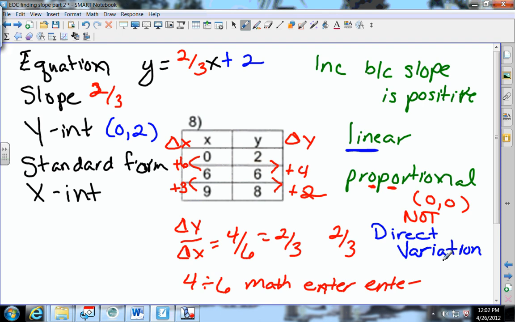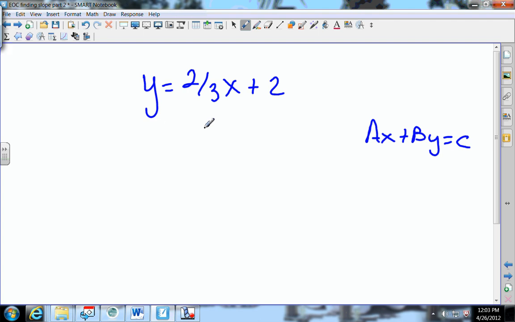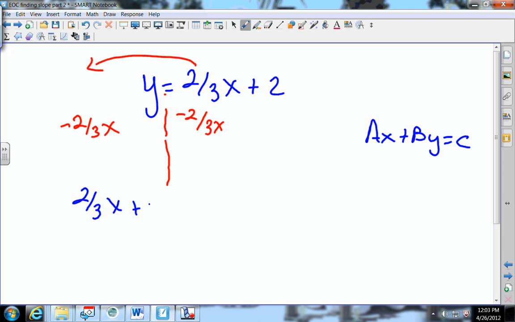Now, I'm going to write this on the next slide so that I can put it in standard form. So let me remember, y equals 2/3 x plus 2. Remember, standard form is ax plus by equals c. So when I go to move this, there's a little bit more to it, because in this case, I need to subtract 2/3 x from each side, because I'm moving this to the other side.